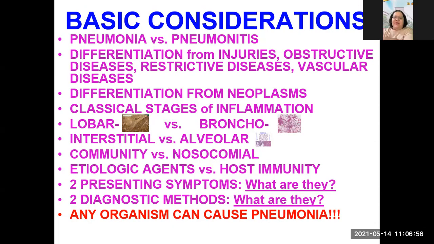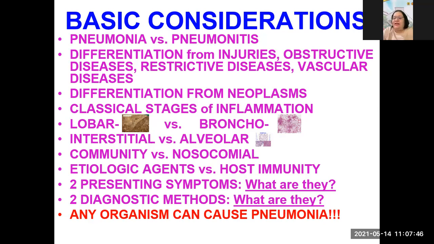So you have basic considerations, pneumonia versus pneumonitis, of course. And then you have differentiation from injuries, obstructive diseases, restrictive diseases, vascular diseases, differentiation from neoplasms, classical stages of inflammation, lobar pneumonia versus bronchopneumonia, interstitial versus alveolar, community versus nosocomial, and etiologic agents versus host immunity. And then, of course, you have presenting symptoms and diagnostic methods. So this is quite a big topic.